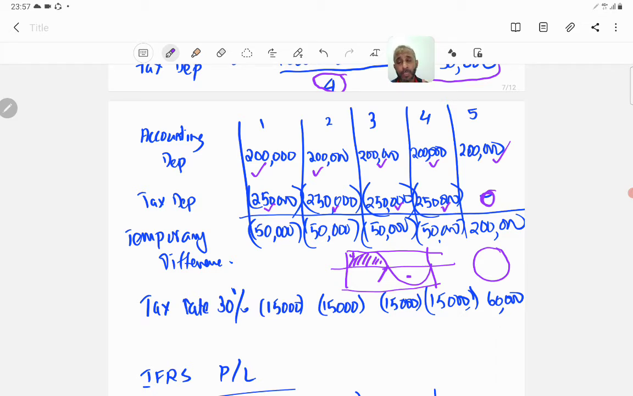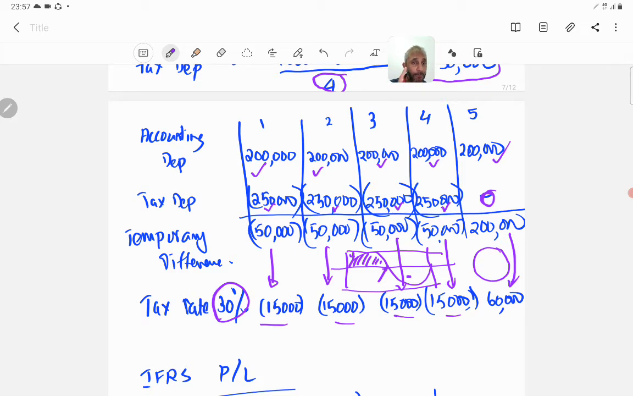So now for this 50,000, my tax implication is 30%. 30% of 50,000 is 15, 15, 15, 15. And the last year you see the 60,000. But for the first 4 years, my answer is minus. In the sense, I need to increase my tax provision. Okay, my tax expense will increase.